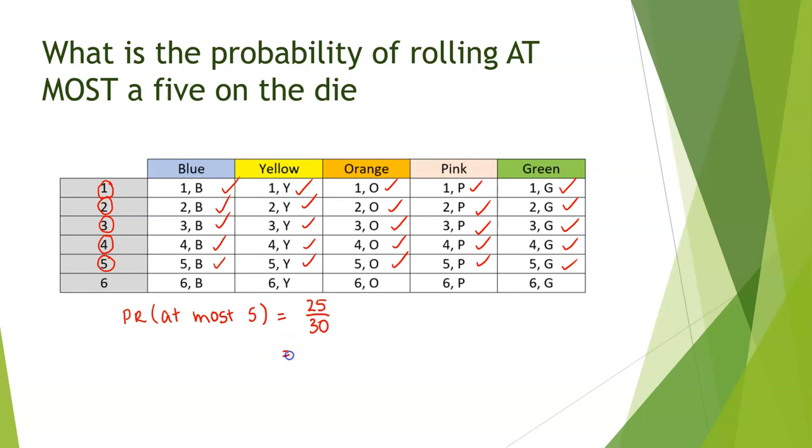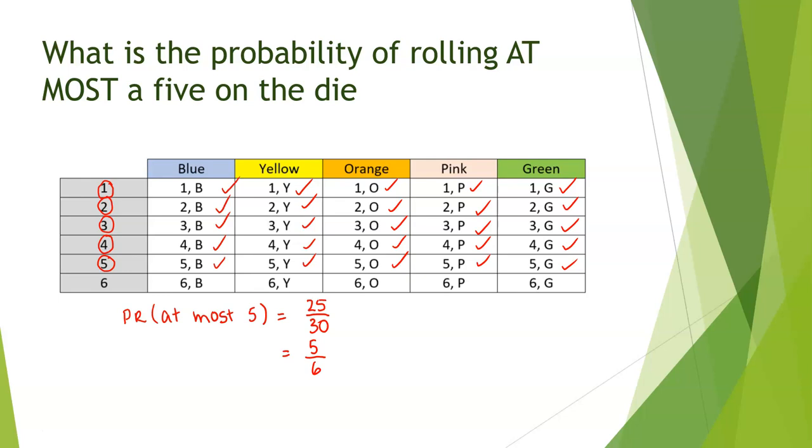Now this can be simplified as well. 5 goes into 25 5 times. 5 goes into 30 6 times. So the probability of me rolling at most a 5 on the die will be 5/6.